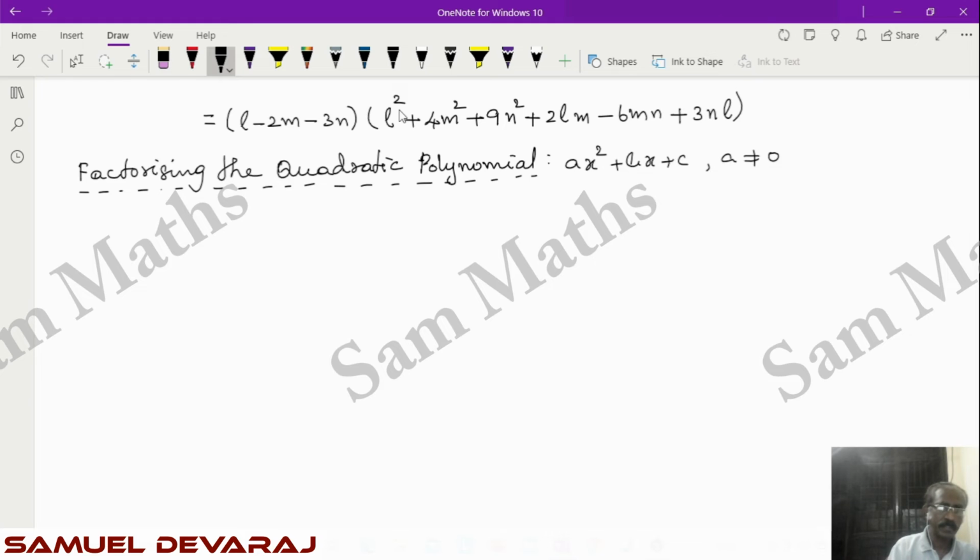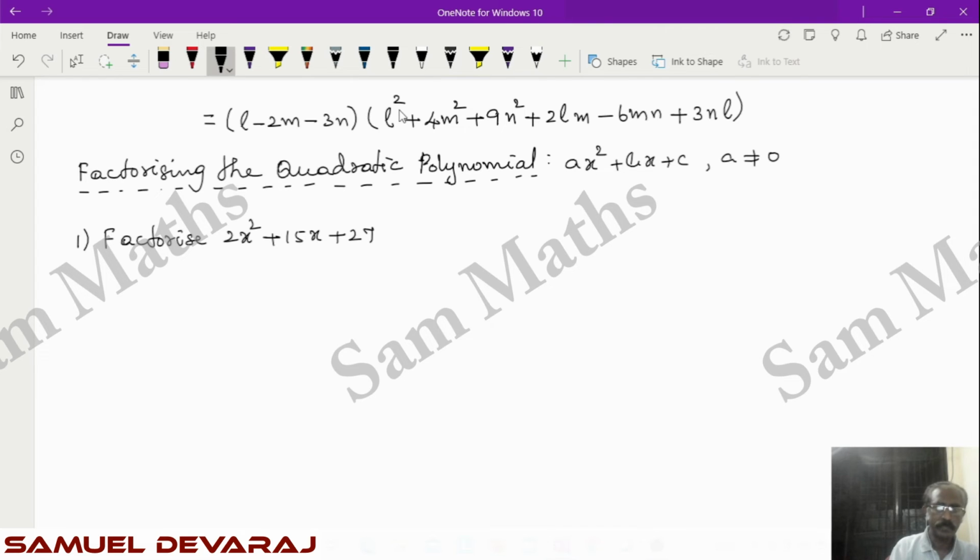Okay, children. Now, the first question I'm going to give you, just see that. Factorize 2x square plus 15x plus 27.